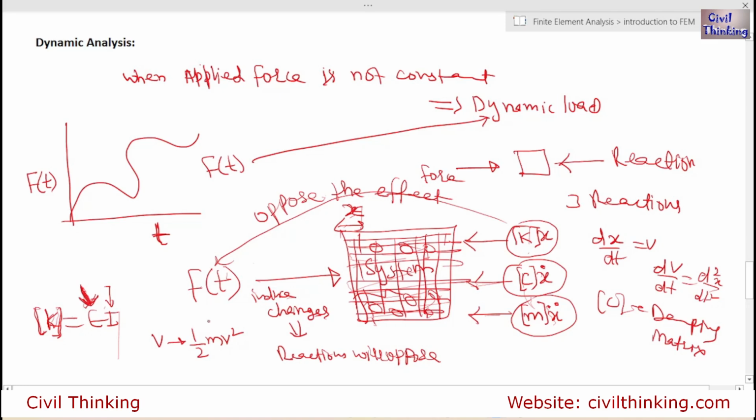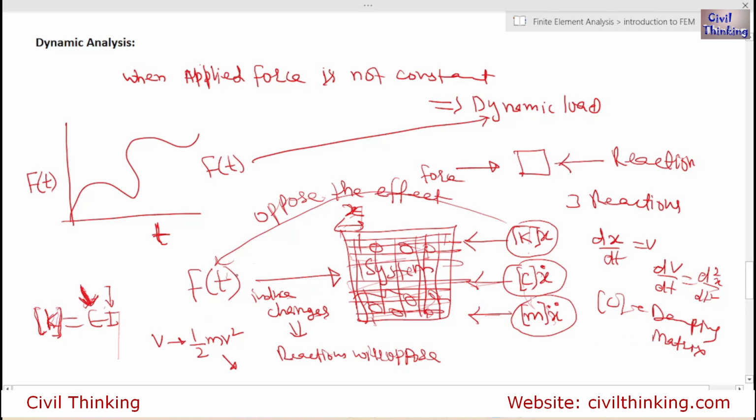This f of t will cause this kinetic energy in the system, but the system doesn't want that, because the system always opposes. So it will try to dissipate this energy in the form of temperature or anything. Against these vibrations, because of vibrations there will be velocity, because of velocity there will be kinetic energy induced, and the Cx dot will dissipate this kinetic energy in different forms, like temperature, heat or something. And this C is the damping matrix.